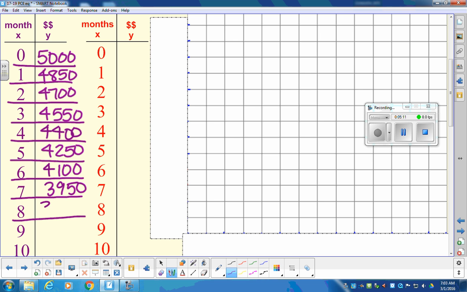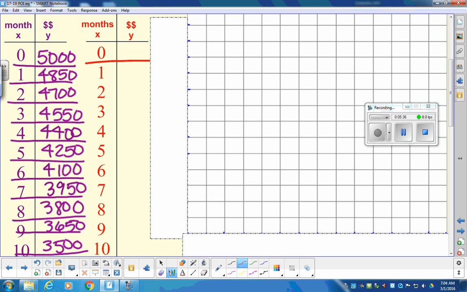Is $3,800. Take $3,800 and subtract another 150 is $3,650. Take $3,650, subtract another 150 is $3,500. So that's as far as we're going to work this table on the left. We're going to do the same thing for your friend. Hopefully we find a point of intersection within these first 10 months.